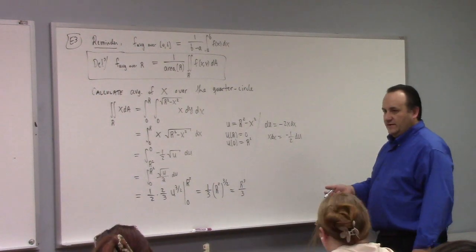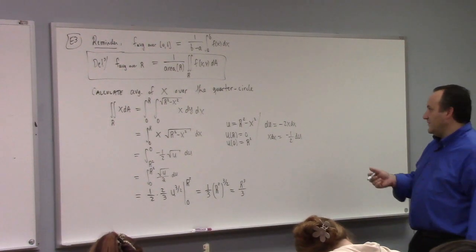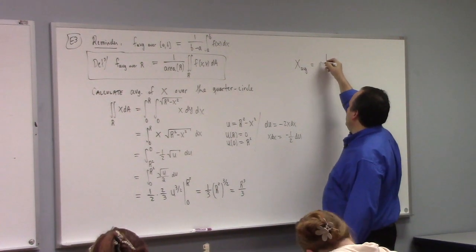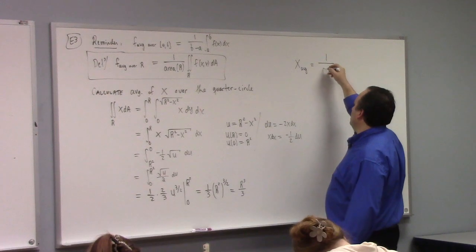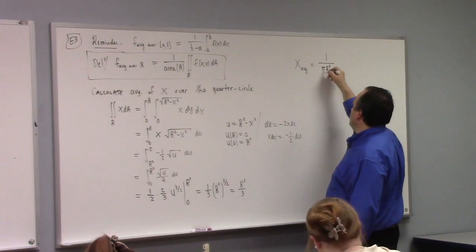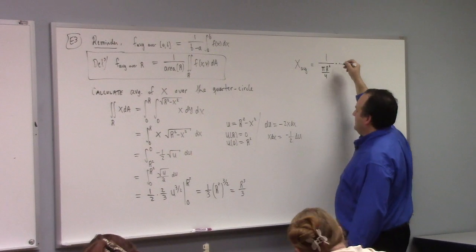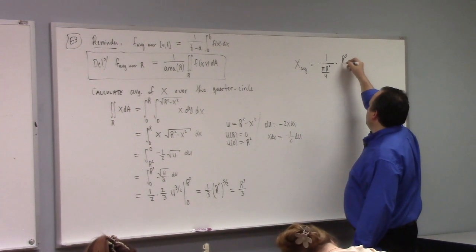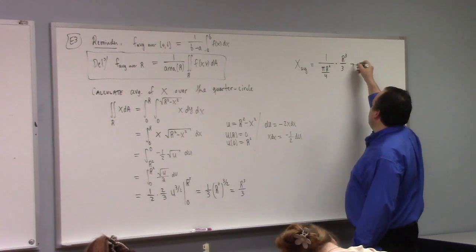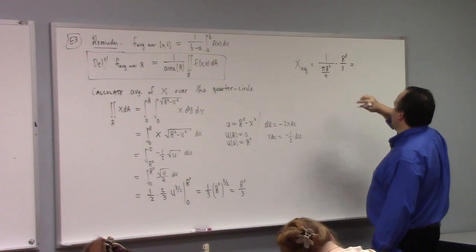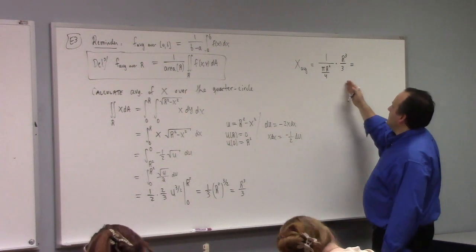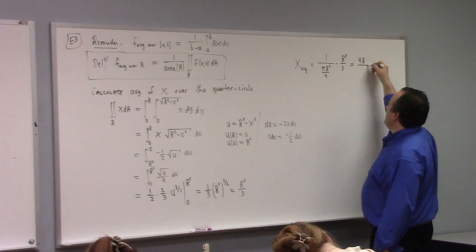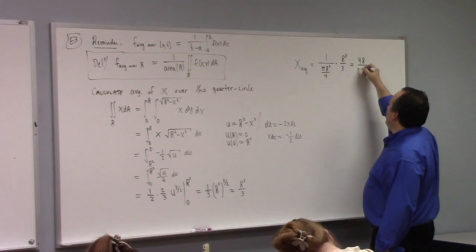Now that's not the average yet, right? What's the average of x? X average, if you like. 1 over the area. What's the area? We just worked it out. Pi r squared over 4, right? Times the integral of x over the area, which worked out to r cubed over 3. So what do we got? The average for x over the quarter circle is 4r over 3 pi.